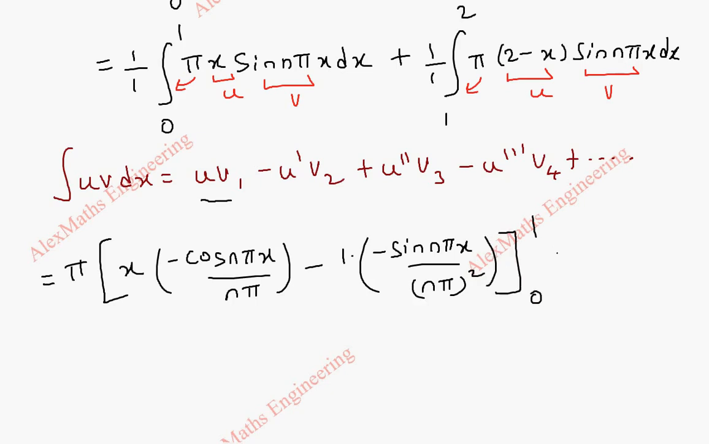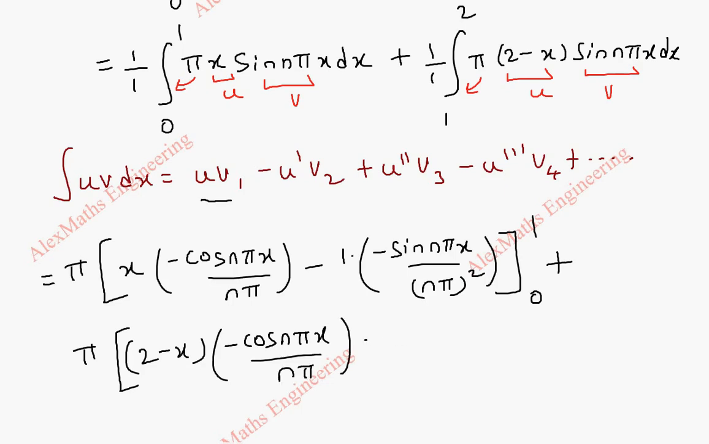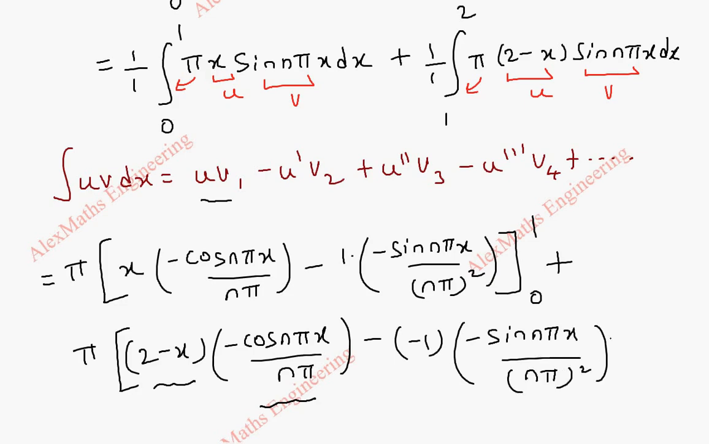0 to 1. Then again for the second term it is 2 minus x into minus cos n pi x by n pi, then minus of minus 1 because this differentiation is minus 1, and minus cos n pi x by n pi integration is minus sin n pi x by n pi whole square. Now we have our limit from 1 to 2.